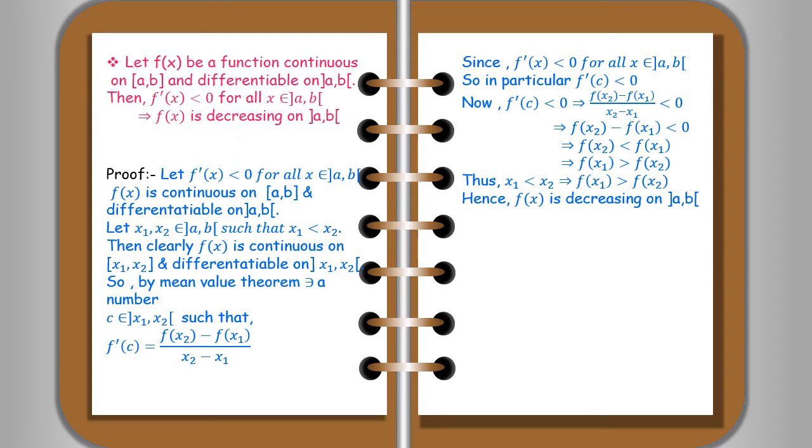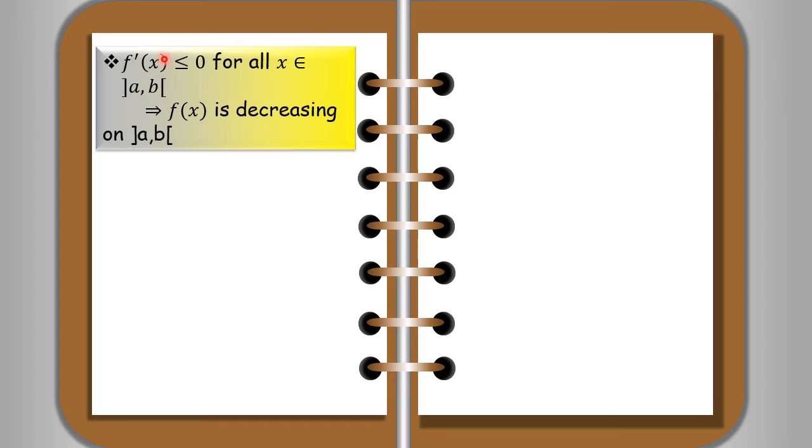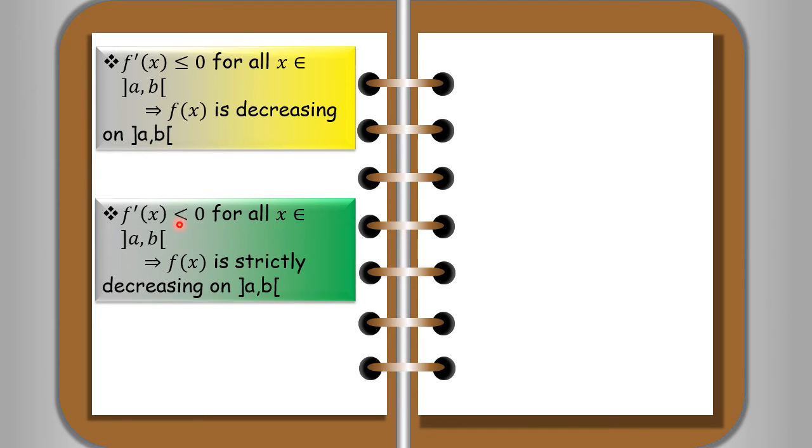So from this theorem, what I can conclude, let's see, is that if f dash x is less than or equal to 0, the function is decreasing on this open interval, and if it is less than 0 only, it is strictly decreasing on the open interval. I am repeating again, if it is less than or equal to 0, it is a decreasing function on this open interval. If f dash x is less than 0 only, then it is strictly decreasing on this open interval.